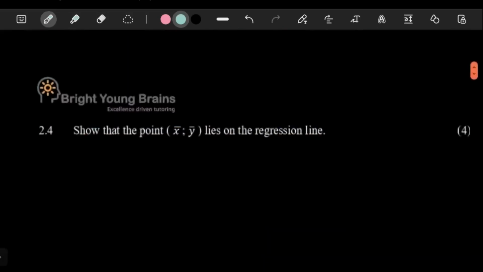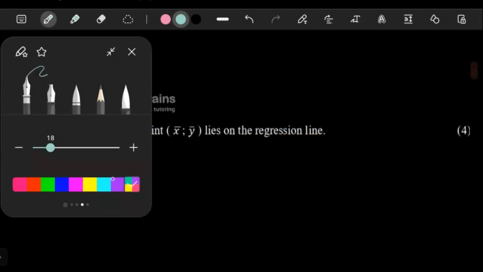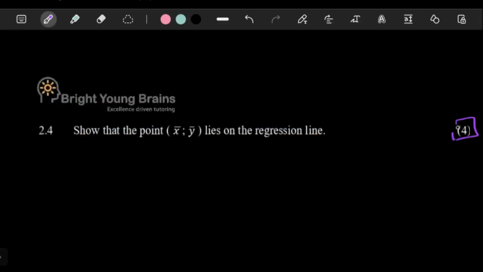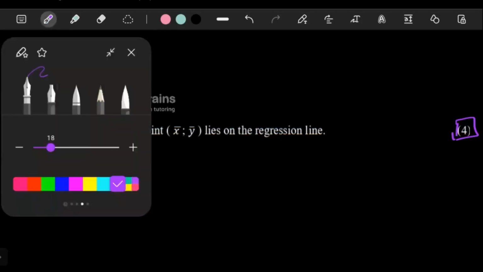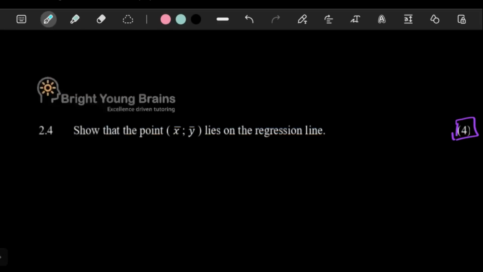Okay. So 2.4 says the following for 4 marks: show that this point lies on the regression line. This point is basically the mean for the x values and the mean for the y values. If you're going to show that a point lies on a line, you're going to have to throw it into your equation, and your equation needs to balance out.